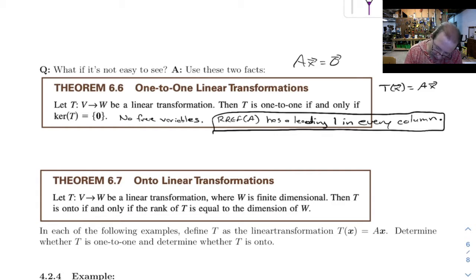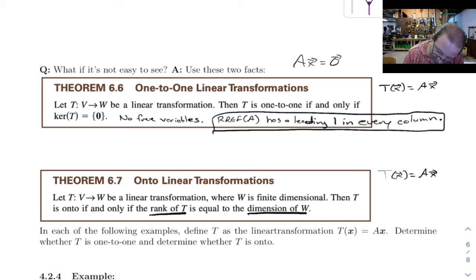All right, what about being onto? This says if T maps V to W be a linear transformation where W is finite dimensional, all of the cases we're going to deal with will be finite dimensional. So it says T is onto if and only if the rank of T is equal to the dimension of W. So again, I'm going to say let's let T of x be A times x. So it says the rank of T equals the dimension of W.